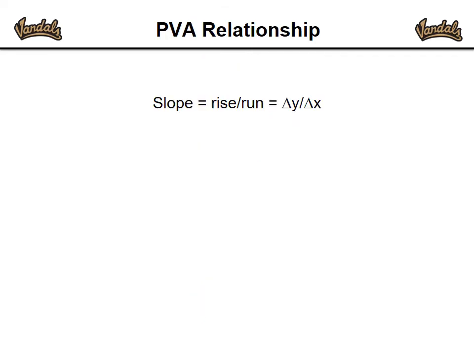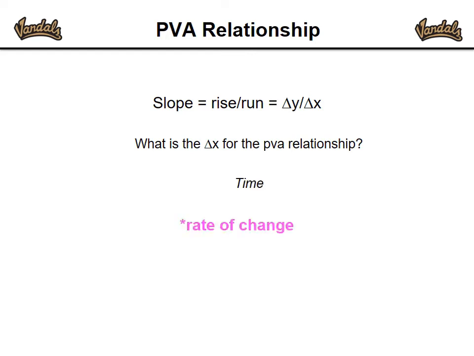Again, just some more review. Slope equals rise over run, and that is delta y, whatever your position, velocity, or acceleration is, so whatever your y-axis represents, over your delta x. And in our case, the delta x is always going to really be time for this relationship. And there you go, rate of change. So that is what you are taking the derivative of.